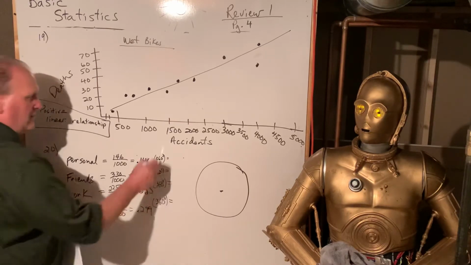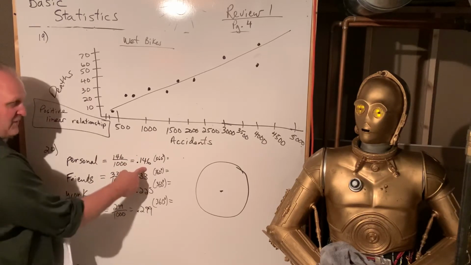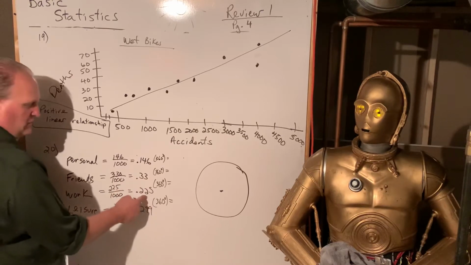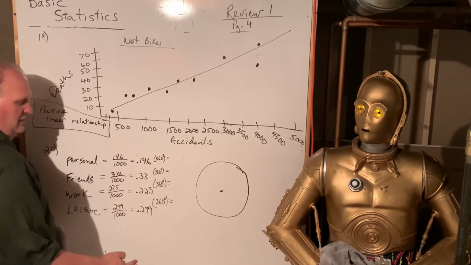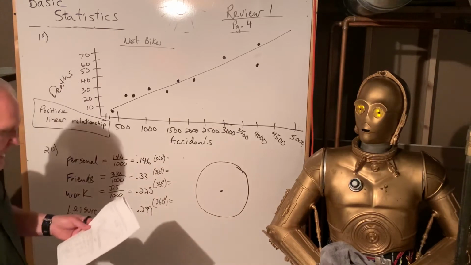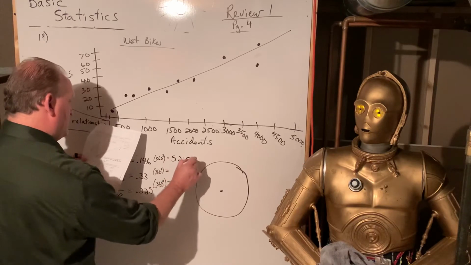Okay, and so now what am I doing times 360 on each one of these? So these are the percents. We'll round to the nearest percent. That's 15%, that's 33%, that's 23%, that's 30%. And so, but how many degrees should each one of those be? Well, let's find out. This is supposed to be 52.56 degrees.